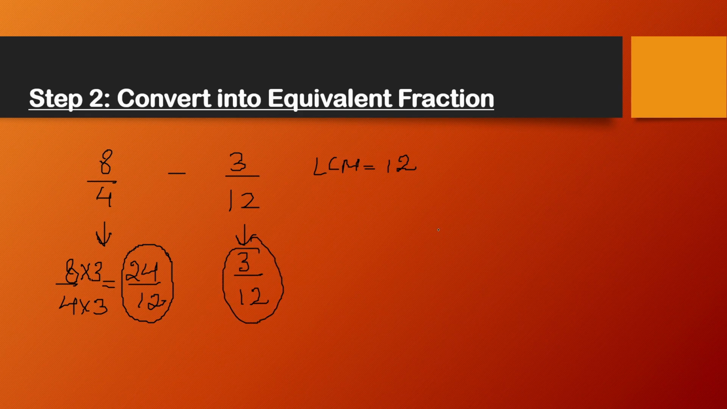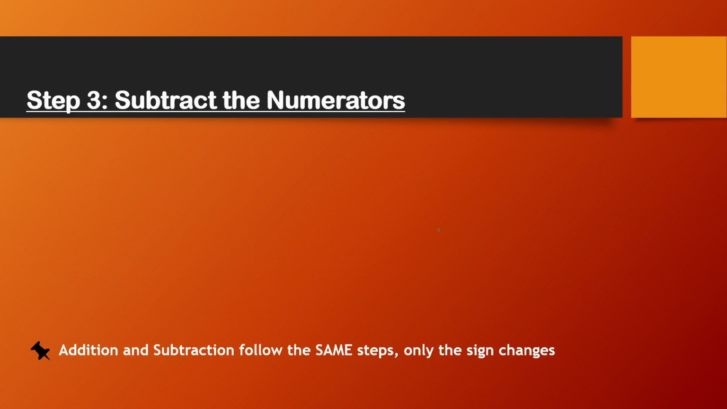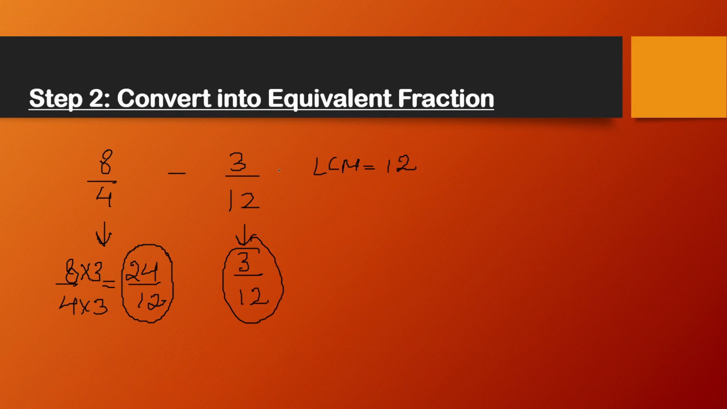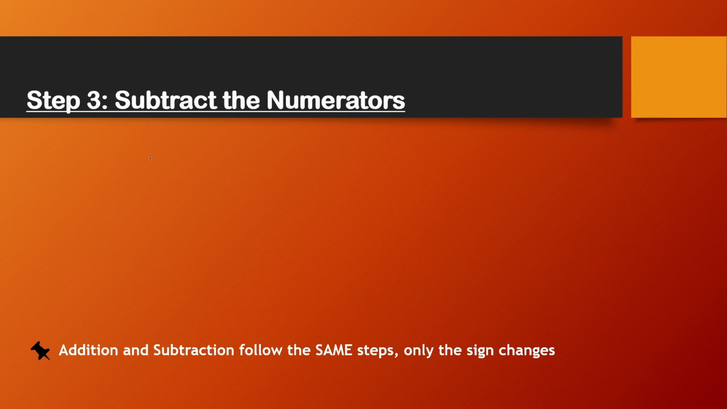Now, we want to subtract the numerators of the fractions. So the fractions that we got were 24 by 12 and 3 by 12. After subtracting, since 24 minus 3 is equal to 21, we get 21 by 12. This is going to be our final answer.